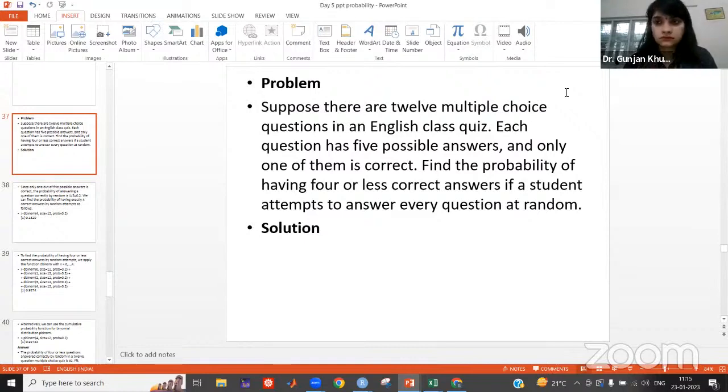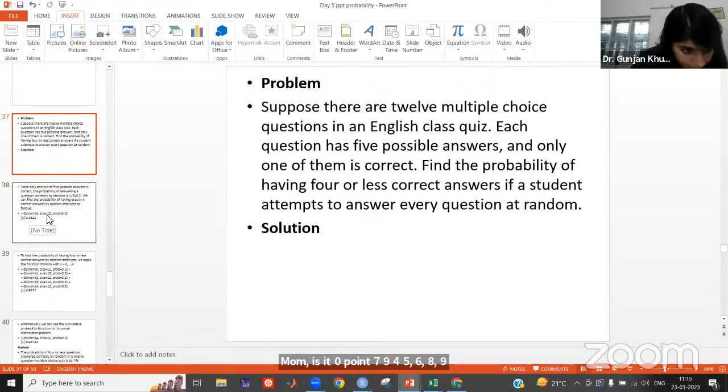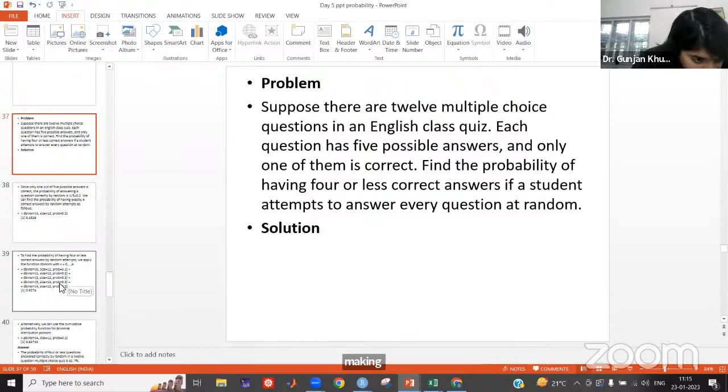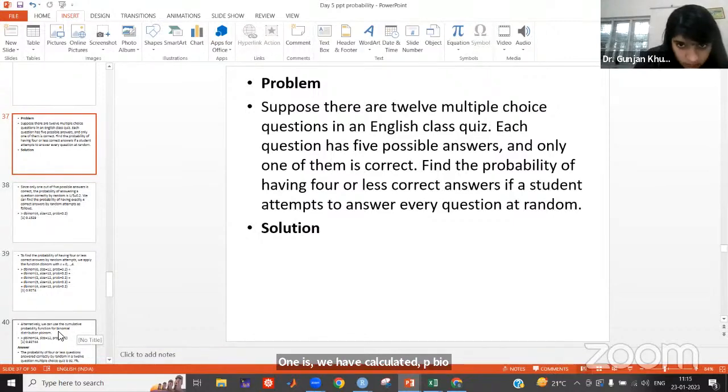Ma'am, is it 0.7945689? It should be. Which function have you taken? P.G.D.A.V, right? We have calculated P.G.D.A.V for 4, plus the sequence 0, 1, 2, 3.